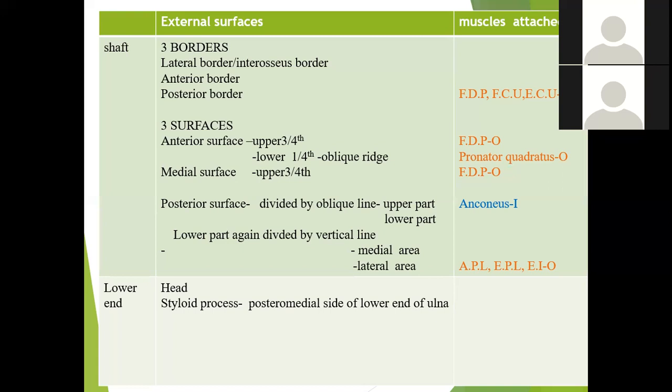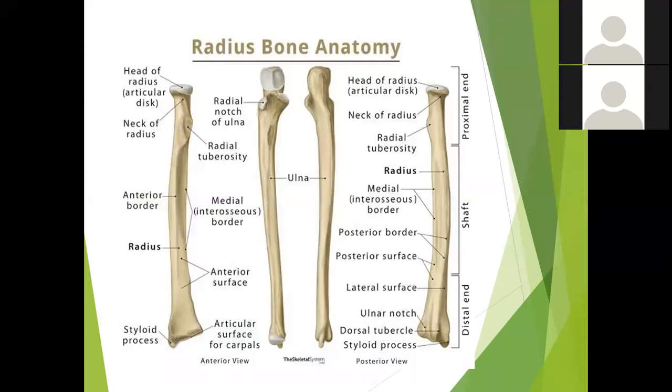Okay, so now we are coming to the diagram. We can see the ulnar bone, the radial notch, and the trochlear notch, and you can see the border here. On the posterior aspect we can see the oblique ridge above, and below you can see the vertical part, the vertical line, which divides it into medial and lateral areas.